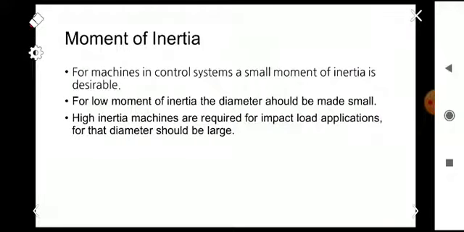The third one is the moment of inertia. For machines used in control systems a small moment of inertia is desirable. So for low moment of inertia the diameter should be made as small as possible, and conversely a high inertia machine may be required for impact load applications, and such machines are designed with a large diameter. So based on that we can design the diameter of the rotor. If the moment of inertia is low the diameter will be low, and for high moment of inertia the diameter is higher, and that is the third point.